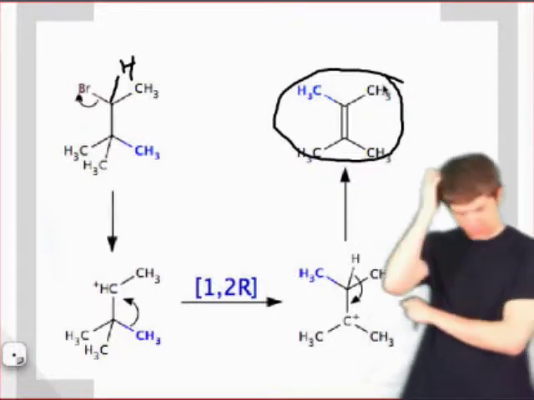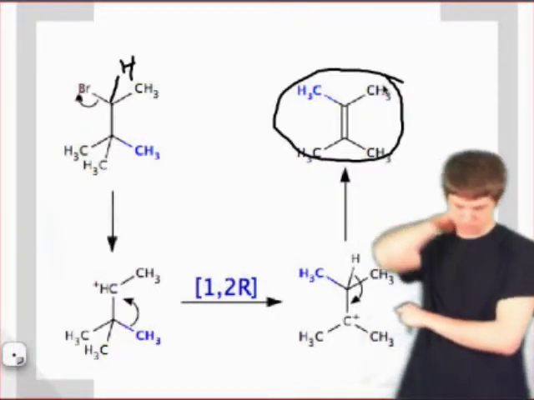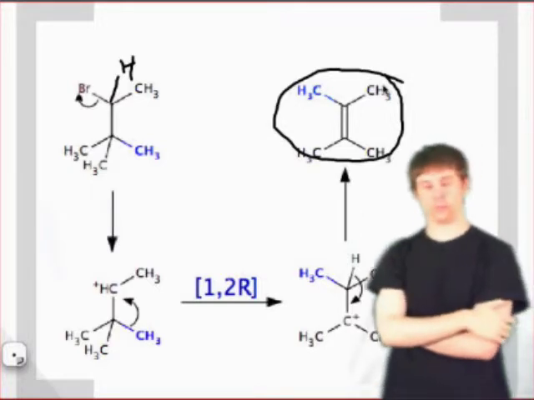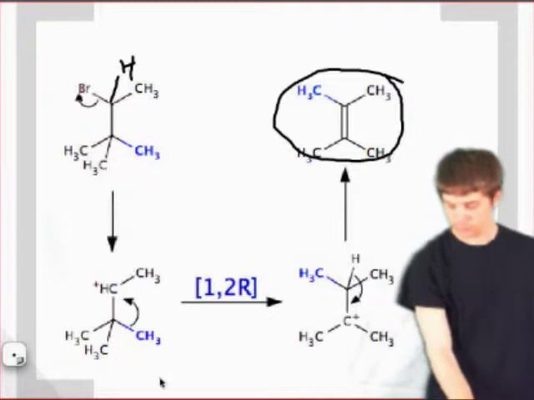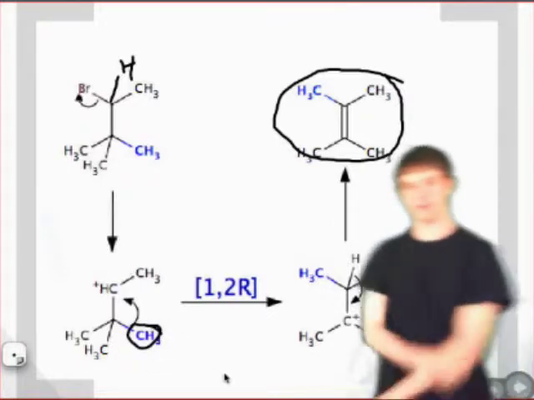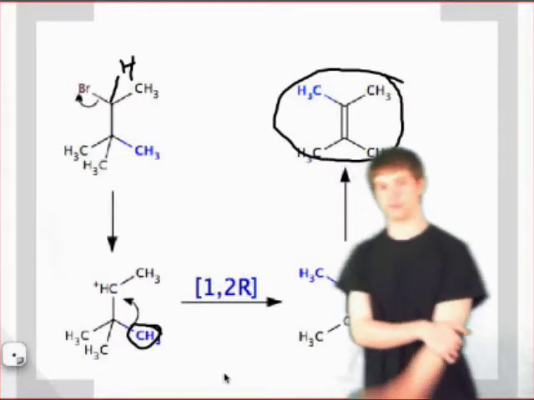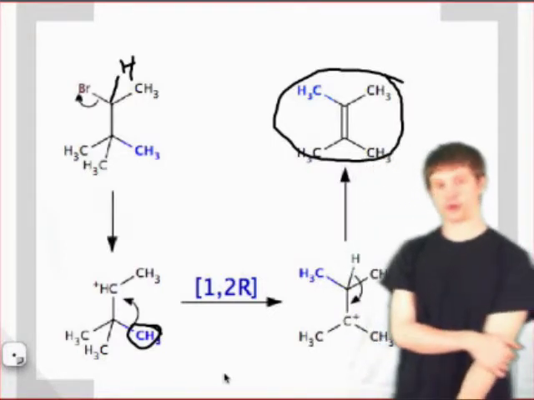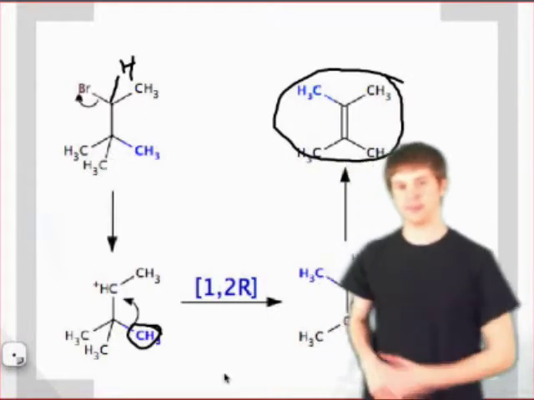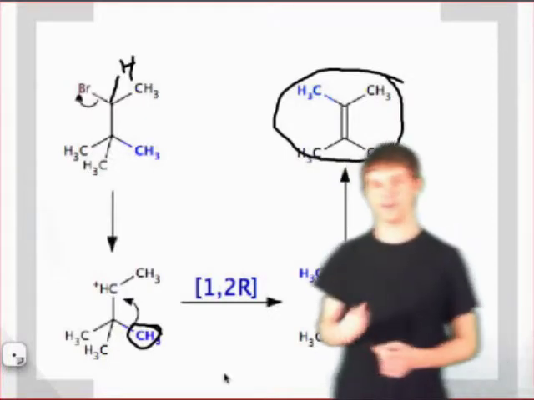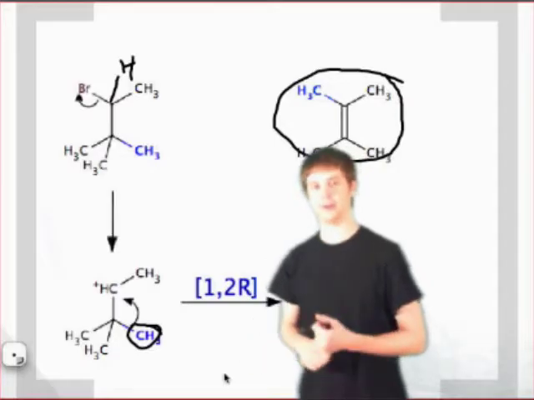Now the 1,2-R step also can occur for simple protons. So for instance, if one of these methyl groups had been a proton, or just a hydrogen rather than a CH3, that also could have migrated to give us a tertiary cation versus a secondary. The key is the stabilization of the intermediate, going from a secondary to a tertiary cation.